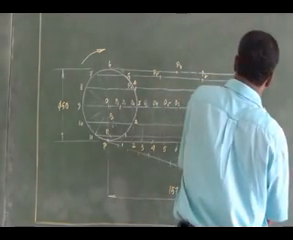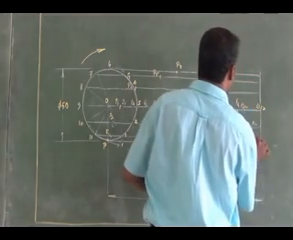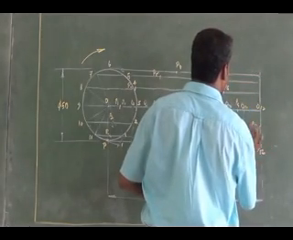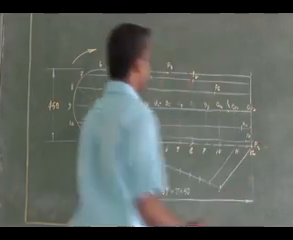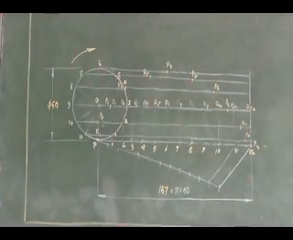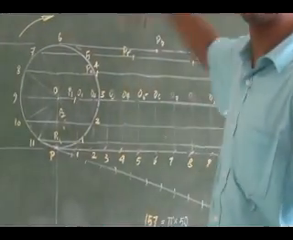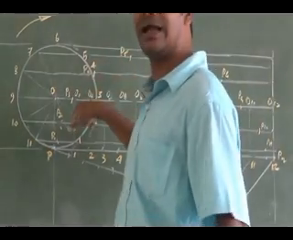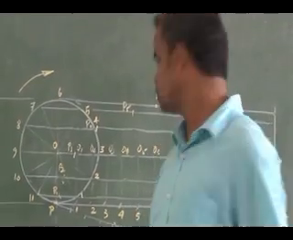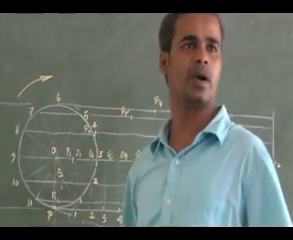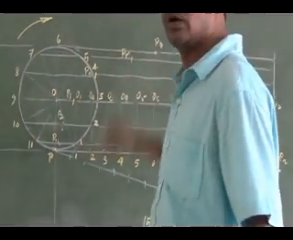P9, P10, P12 again. So this way you have to get the cycloidal points. Measure the radius in your compass, keep the corresponding center, center 1, then get a cycloidal point on the corresponding horizontal line passing through that segment 1. Similarly segment 2, segment 3, segment 4, you have to get the cycloidal points.